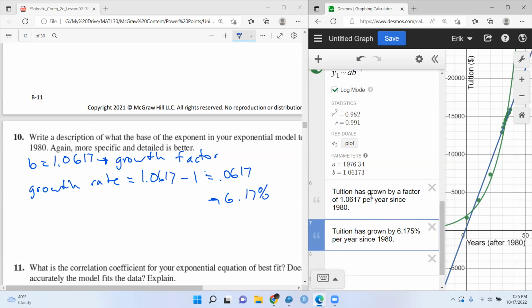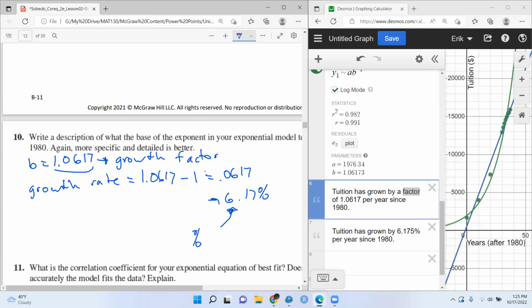Now, we can't say tuition has increased by 1.0617 per year since 1980 because that suggests addition. You have to use that word factor if you're going to talk about the B value. If you're going to talk about the percent, you can just write it as grown by this percent per year. Remember, and maybe this is the first time you're hearing this, this 6.17% is the percent change from year to year. In other words, that's the new minus old divided by old formula that we did back in chapter 1.